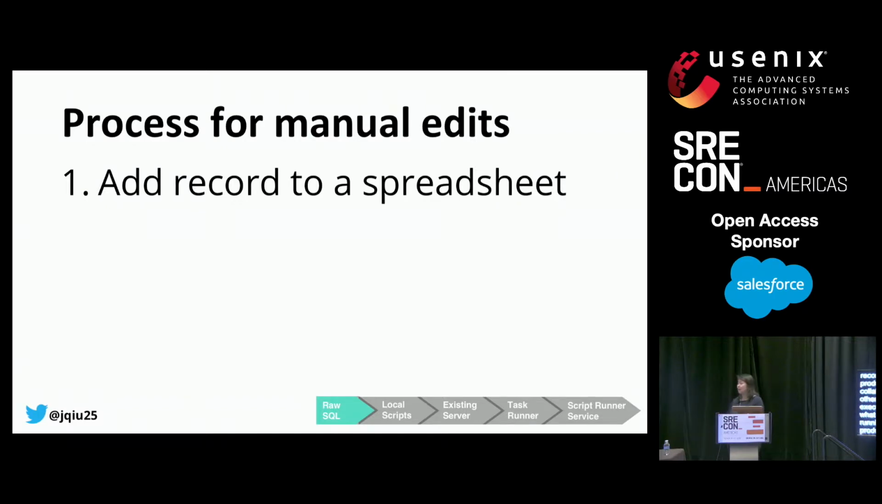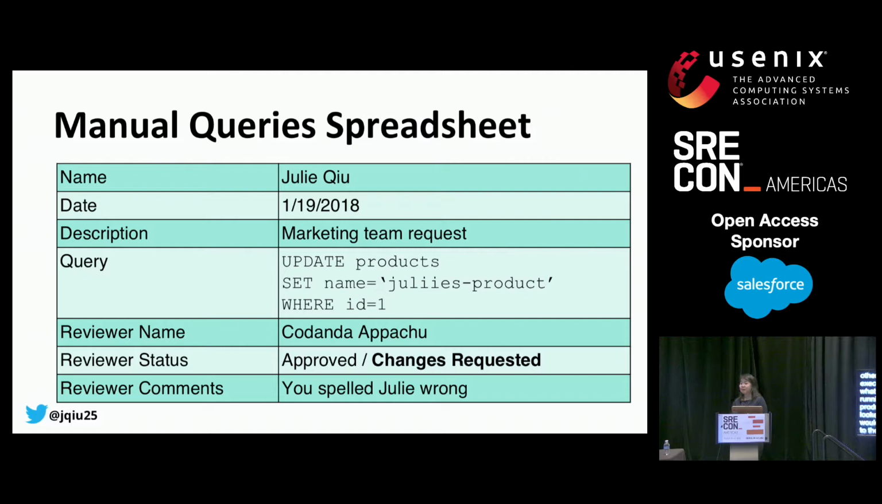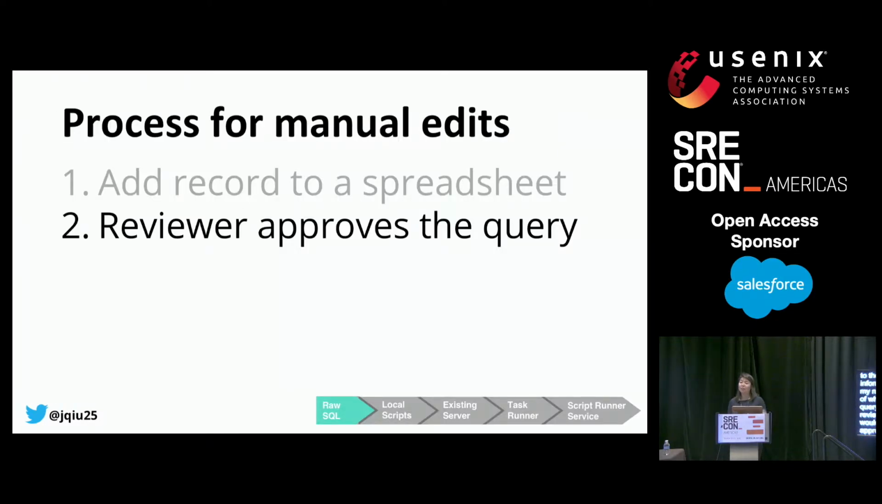So the first step would be for me to add a record to the spreadsheet. Some information I'd fill out would be my name, the date, a description of what I'm trying to do, the query itself, as well as a reviewer. And then the reviewer would look at the query and either approve it or request changes. So after a couple back and forths, the next step is for the reviewer to go ahead and approve the query.